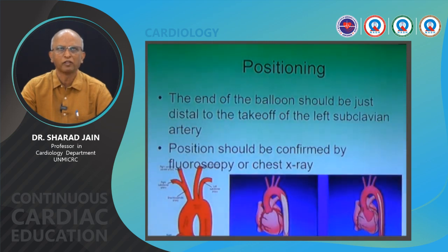Positioning of the IABP is very important, where the end of the balloon should be just distal to the take off of the left subclavian artery, otherwise there is a compromise in the flow to the hand. Position should be confirmed by fluoroscopy. If you are in the cath lab, it's okay, you can just see it under fluoroscopy. Or if you have done it blindly in the ICU, then the chest X-ray is very important after doing this.